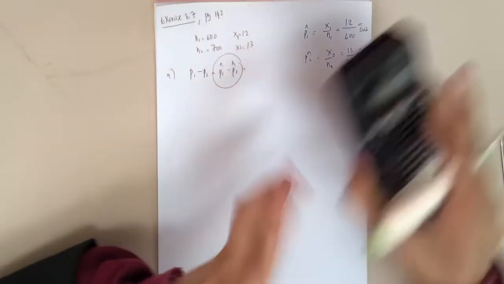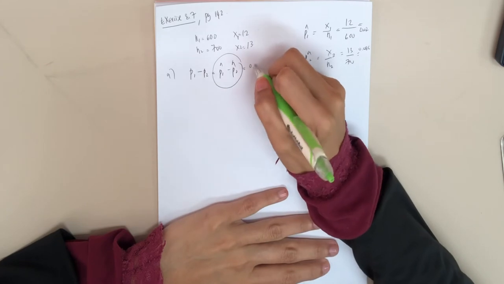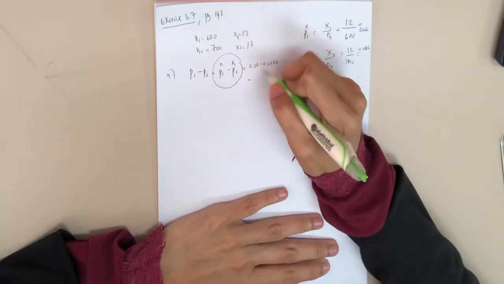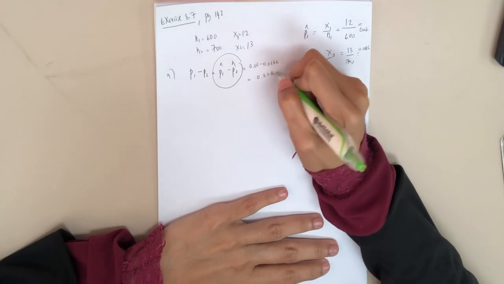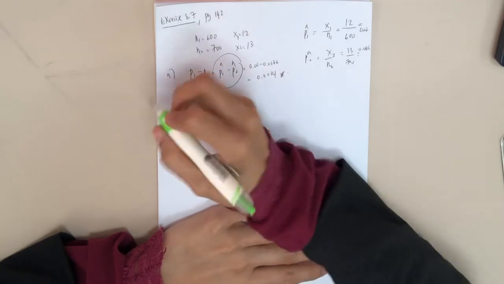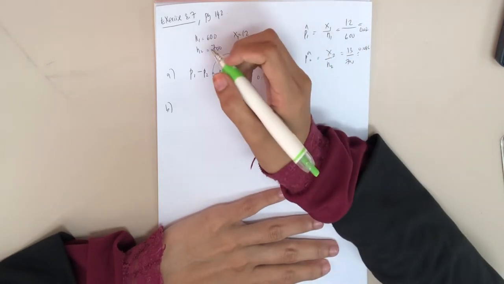0.0186. Alright, so just substitute here: 0.02 minus 0.0186. Therefore, the point estimate here is equal to 0.0014. Okay, now we proceed to question B. B asks you to construct a 94% confidence interval.